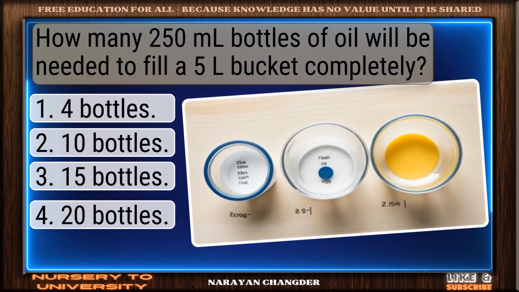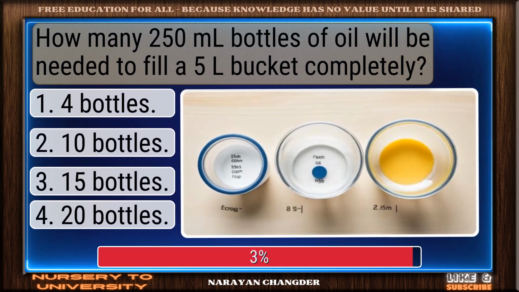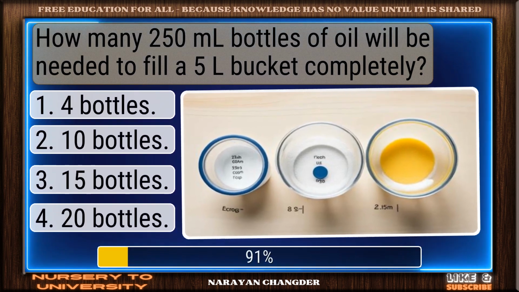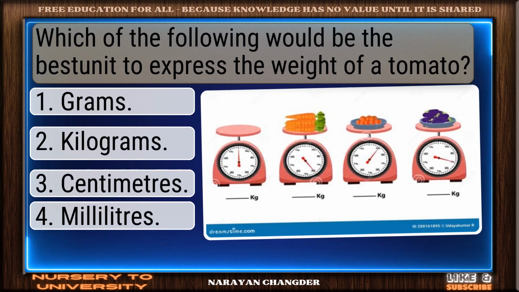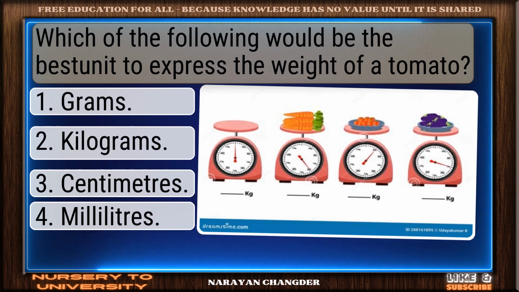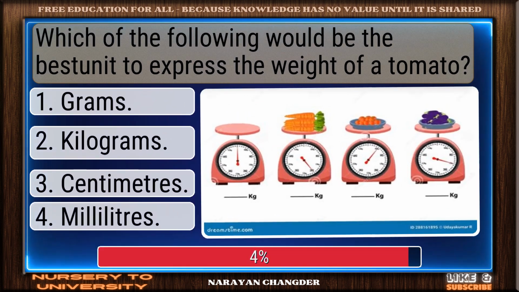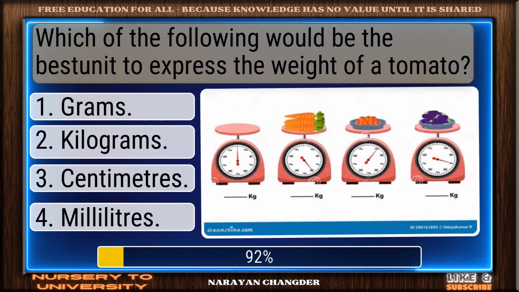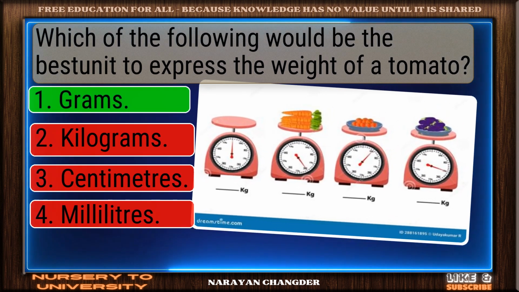How many 250 ml bottles of oil will be needed to fill a 5 liter bucket completely? Bravo. 20 bottles is the answer. Which of the following would be the best unit to express the weight of a tomato? Perfect. Grams is the correct choice.